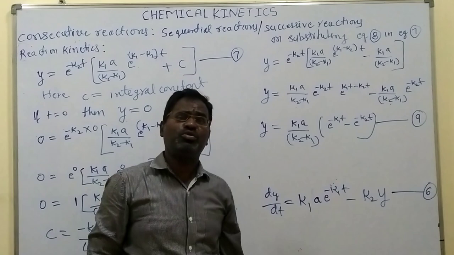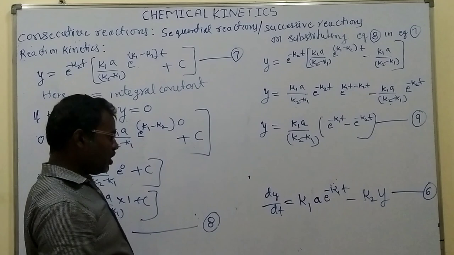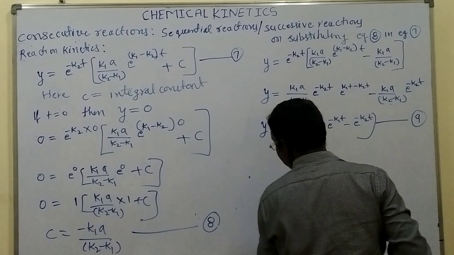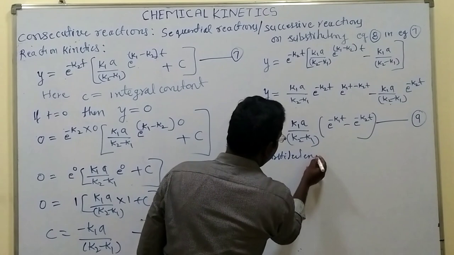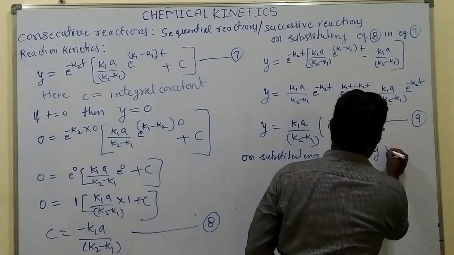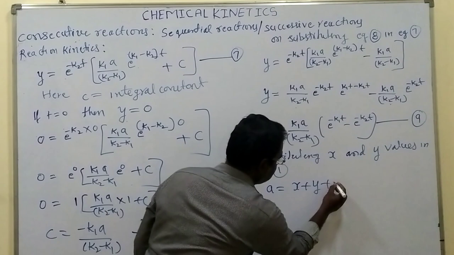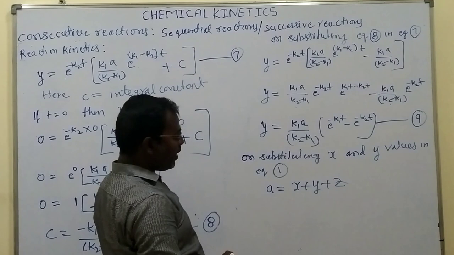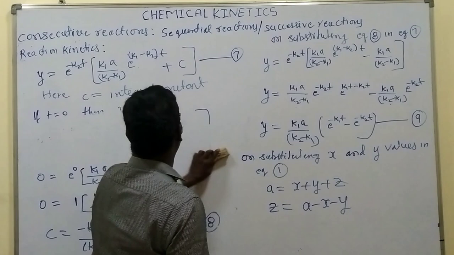If you want to calculate the z value, you should substitute these values in equation 1. Equation 1 is a is equal to x plus y plus z. On substituting the x and y values in equation 1, a is equal to x plus y plus z. Now we need the z value. So z is equal to a minus x minus y. Now we have to substitute the values. If we substitute, let me see how our equation becomes.